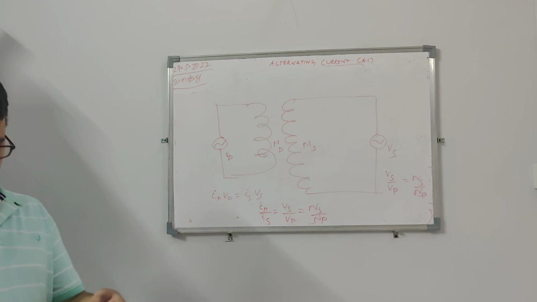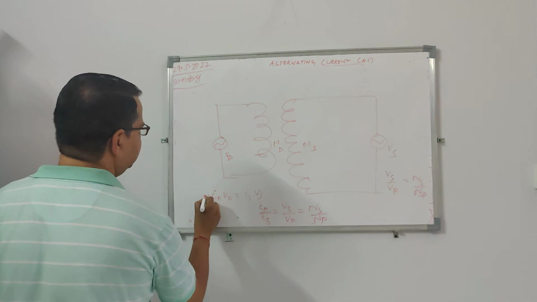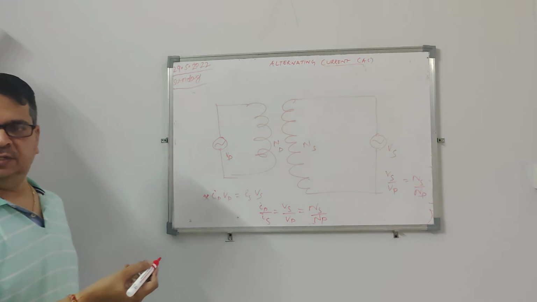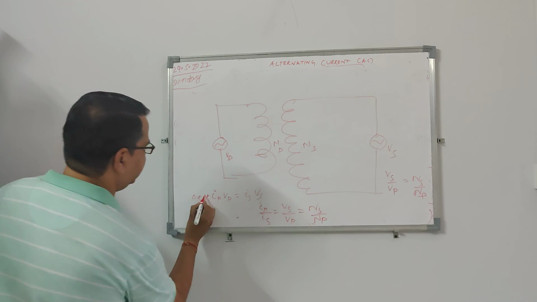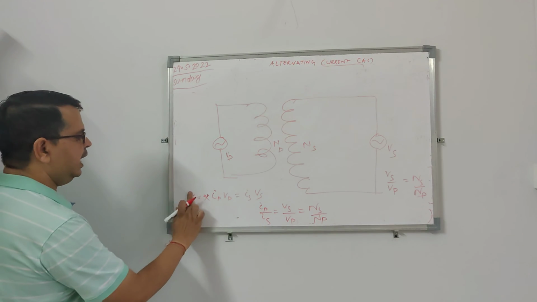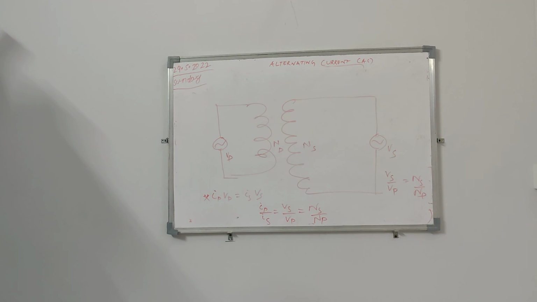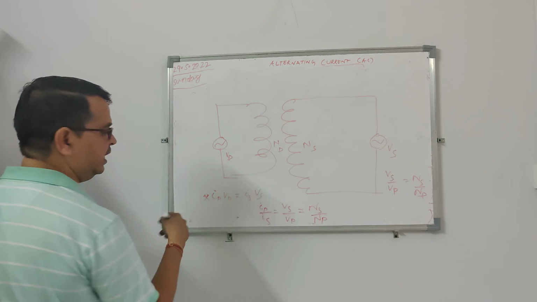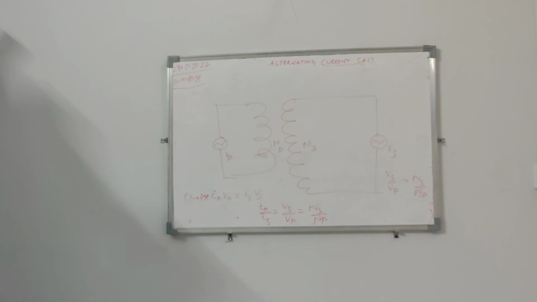The main thing is that the total power remains constant. But in a numerical, they may ask, okay, there is 20% loss. That means you have to multiply the primary power by the efficiency, 0.8 here, because 20% loss means 80% of the primary power is going to the secondary. If there is a 10% loss, you multiply by 1 minus 0.1.